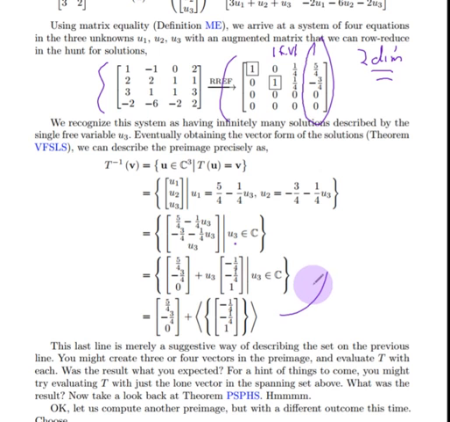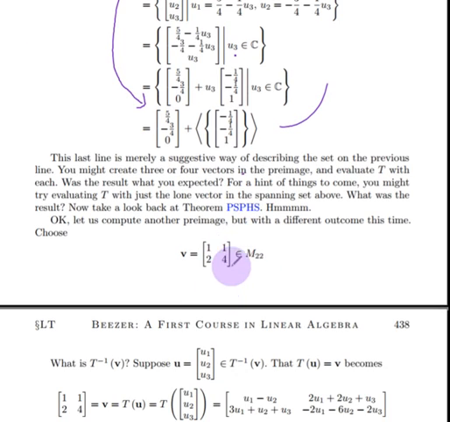Okay, so that shows us that this preimage is not a vector space because it's not a span, it's a constant vector plus a span. So in some ways it's kind of a displaced vector space. Okay. All right, so here's one example.